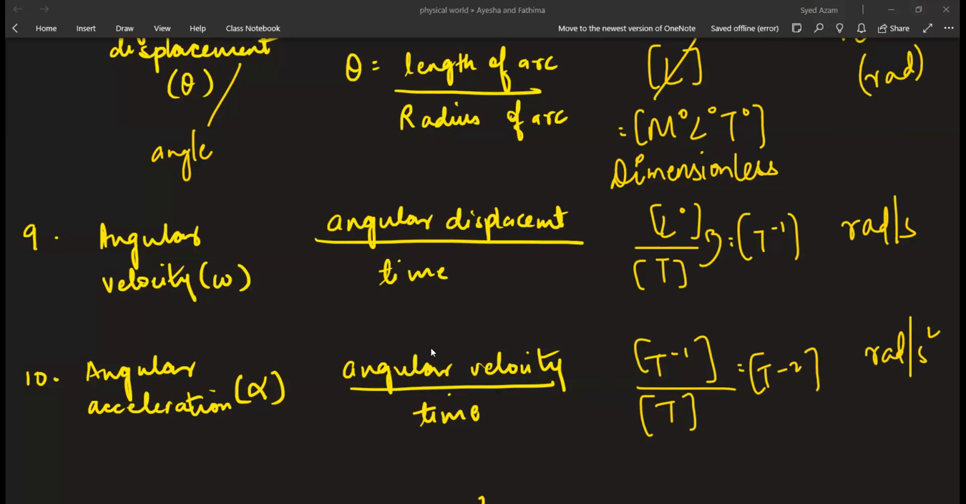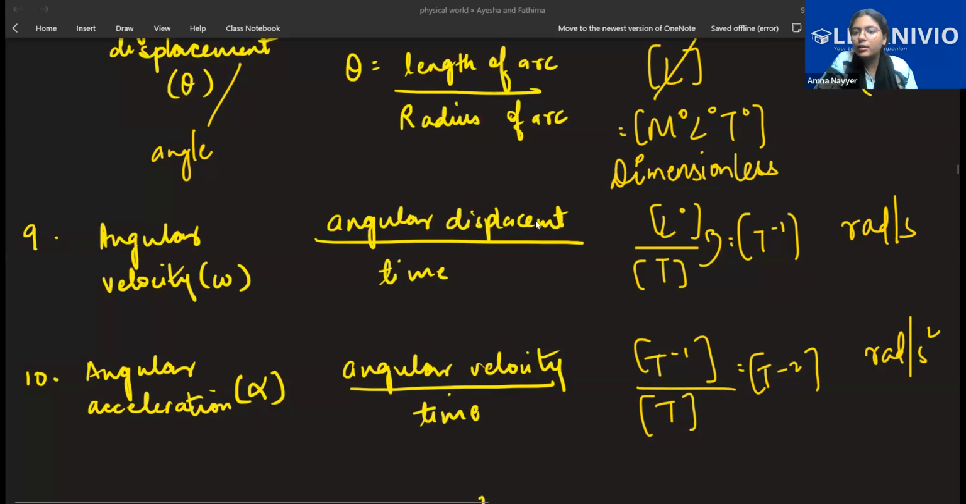Angular velocity dimension. Angular velocity, that's what I've written, T to the power minus 1. Look, angular displacement by time. Angular displacement is dimensionless. It is L to the power 0, divided by time. Ma'am, if it is L to the power 0, then why are you taking L here? It means nothing but 1, right? Yeah, L to the power 0 is 1.